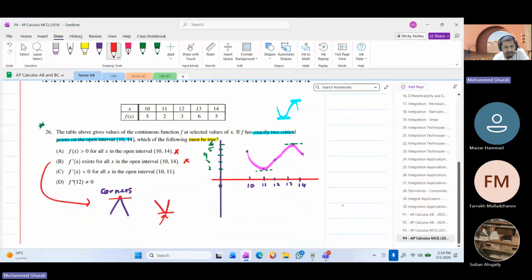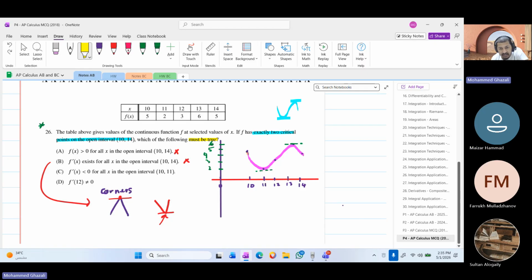What about f prime x is less than 0 for all x in the open interval? This is also false because I can go down, and I can go up as well. So it's not necessarily negative. The graph is not always what they said. You can already see this graph between 10 and 11. It's concave up.